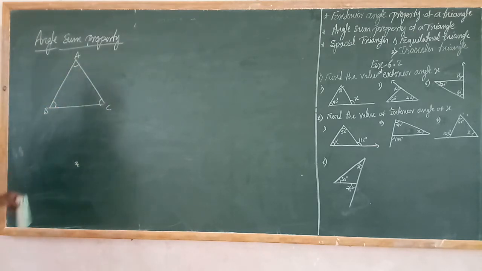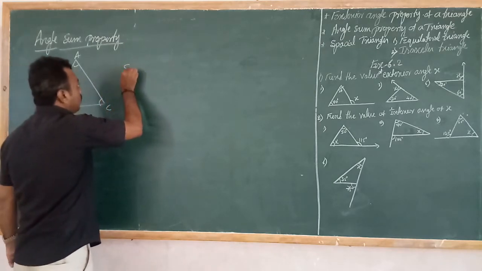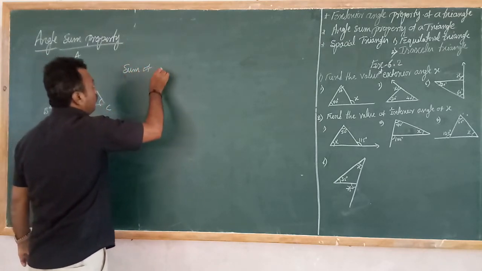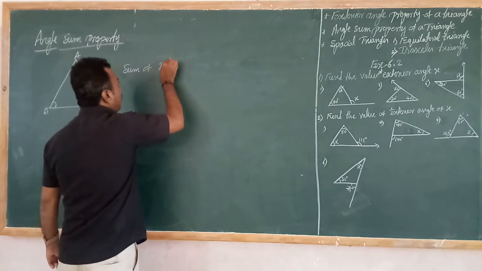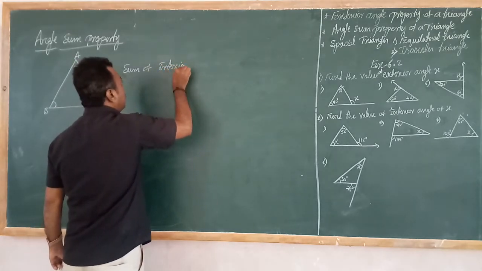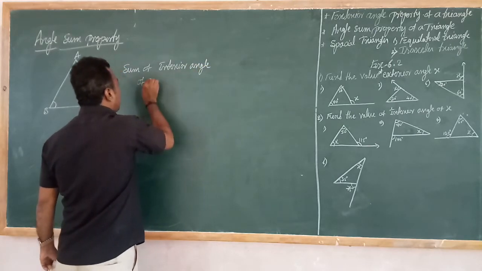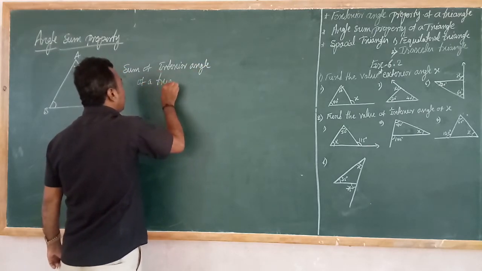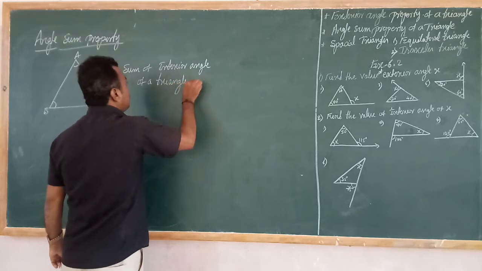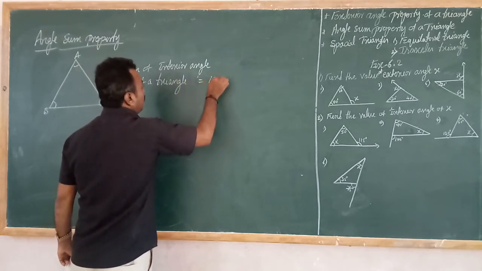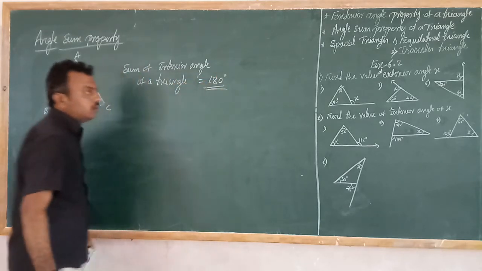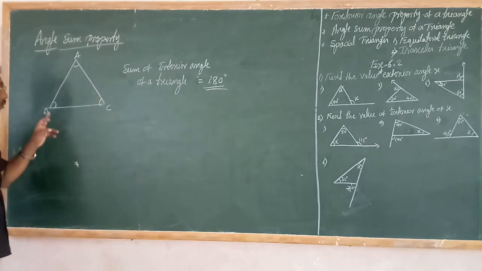The angle sum property means the sum of the interior angles of a triangle is equal to how many degrees? 180 degrees. So this is the property of a triangle.